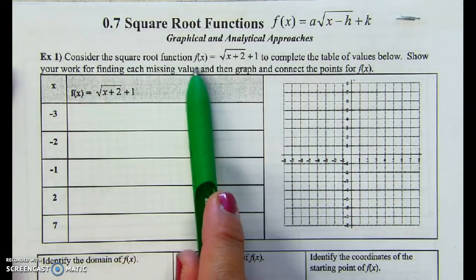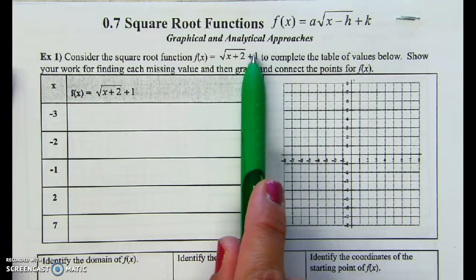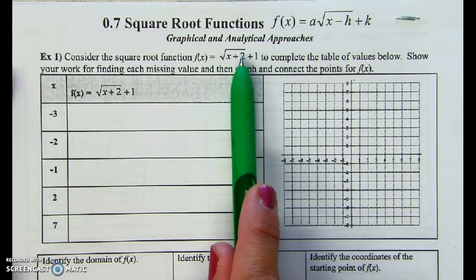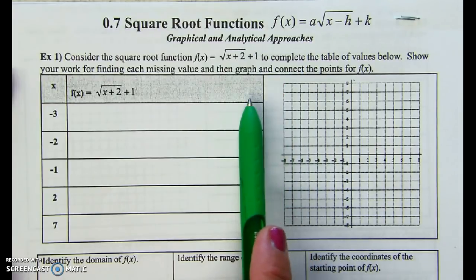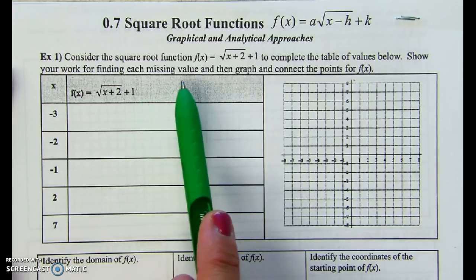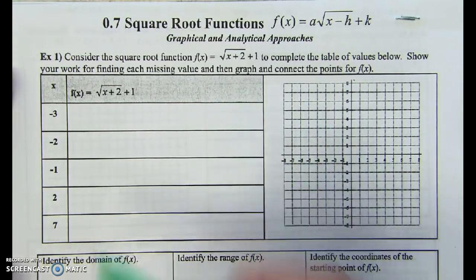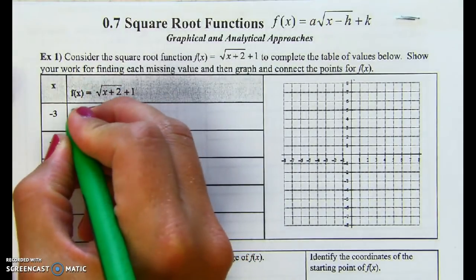Consider the square root function f of x equals the square root of x plus 2, and then the plus 1's on the outside. Do you see how the plus 2 is inside the square root? We're going to complete the table of values below just by plugging in numbers and finding the y value. Show your work, find each missing value, and then graph and connect the points for f of x. Y'all ready? Here we go.